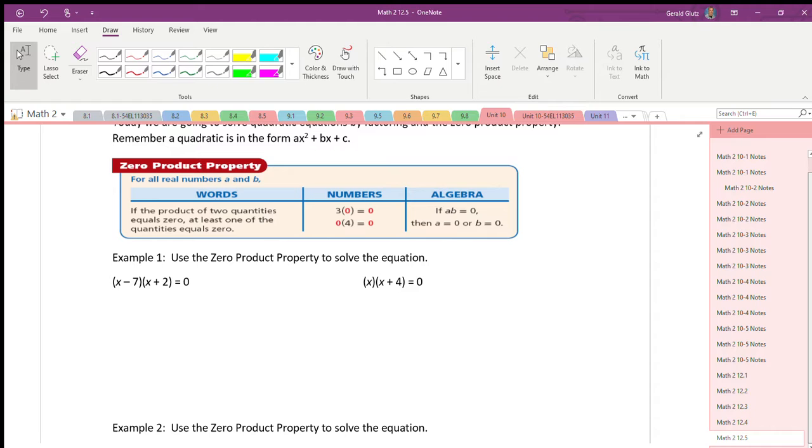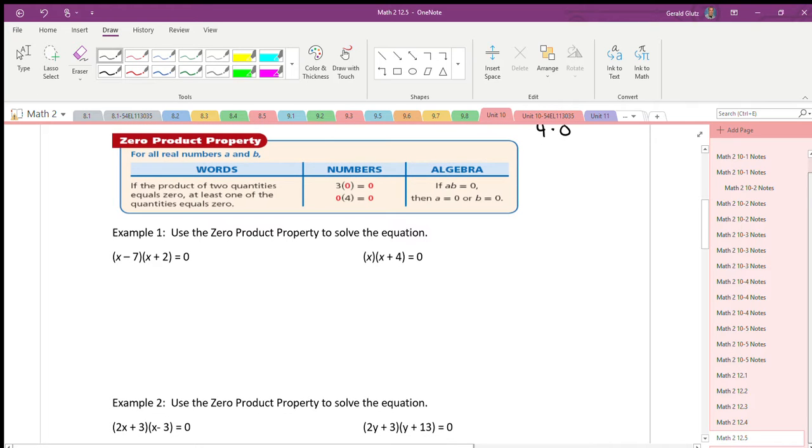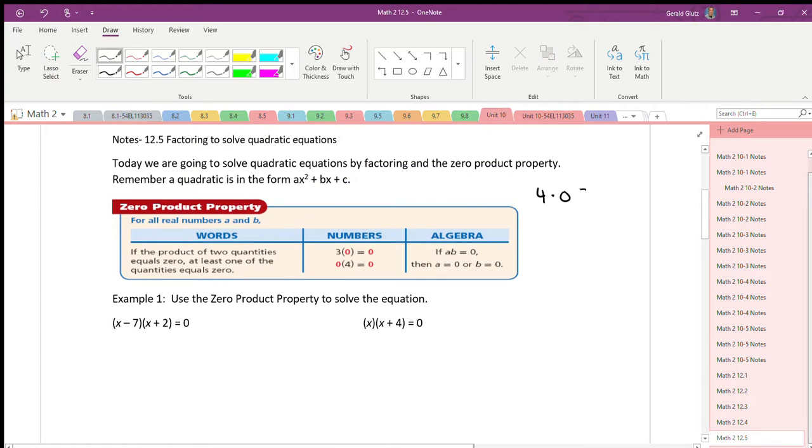But to start, the zero product property says that if I multiply, I'm just going to pick some random numbers, if I multiply any number times 0, it's going to equal 0. If I multiply 0 times any number, it's going to equal 0. So anytime I multiply anything times 0, it equals 0, or 0 times anything, it always equals 0. I know this is basic knowledge that we should all know, but this is kind of what the zero product property is telling us.